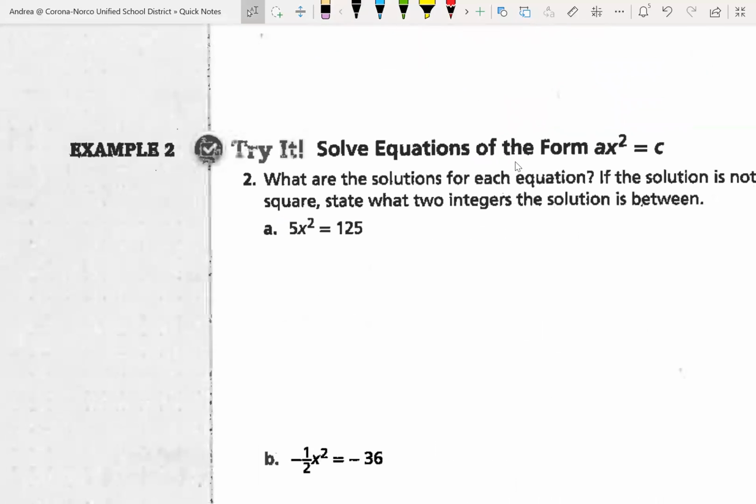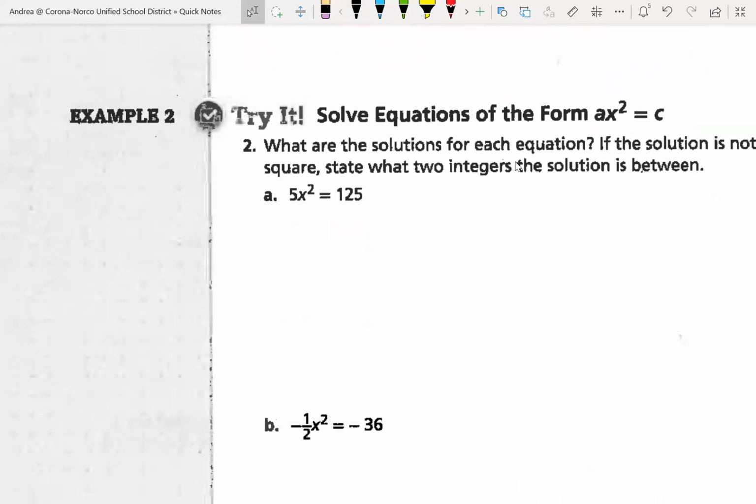Okay, now we're going to solve these equations and get an exact answer. We're not going to state what two integers the solution is between. When we solve things, what's the first thing I need to do? Can't square root first. You get that x squared by itself, right? The first thing I should do is divide by 5. That gives me x squared equals 25.